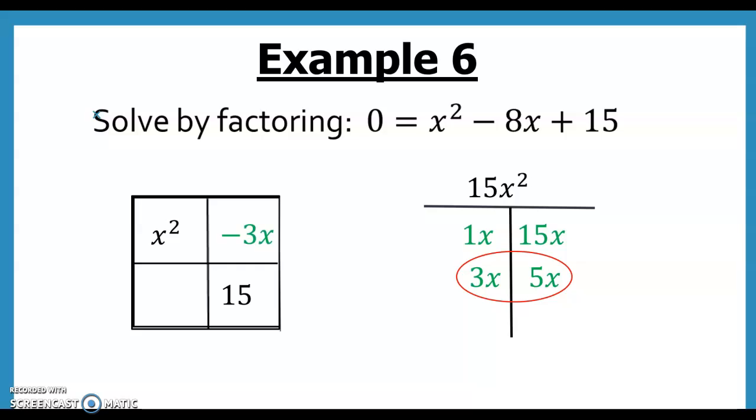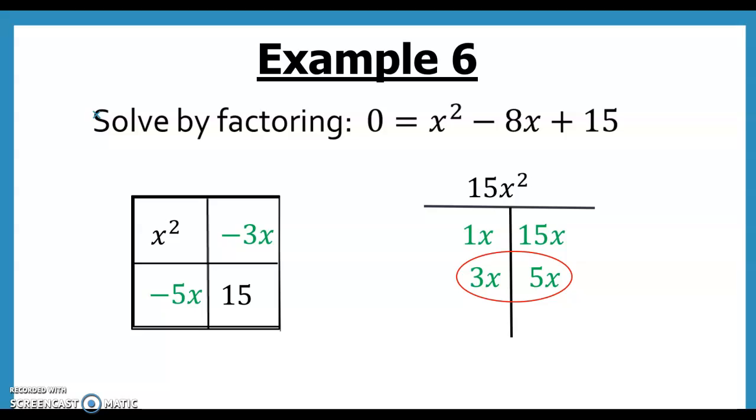So there's 3x and there's 5x. So I have negative 3x, negative 5x. It doesn't matter which box I put the negative 3x and the negative 5x in. They can go in either box. It'll still all work out in the end. The process is the same.